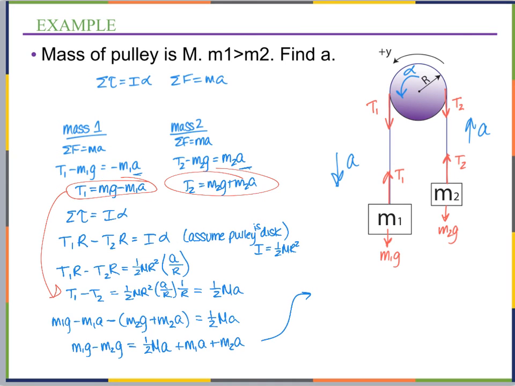So I can then solve for A by factoring it out and then dividing by the term in front of it. I'll find the acceleration of this system is equal to M1G minus M2G, divided by 1/2 M, the mass of the pulley, plus M1 plus M2. And that is how we can use this other term, the torque equals I alpha, in some problems that we've done before, but we hadn't included the inertia of the pulley, and this is how we do that.